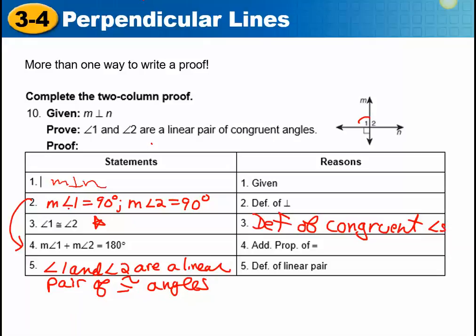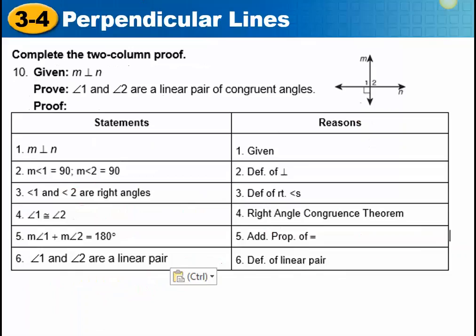So we finished our proof. Step 3, we had to kind of put it in there because of that of congruent angles part. All right, that's one way to do that proof. But there's more than one way to do a proof. So let's look at this one. I already put all the steps in this one, but I did this one a little bit differently.